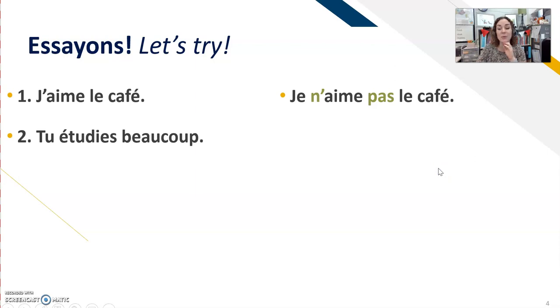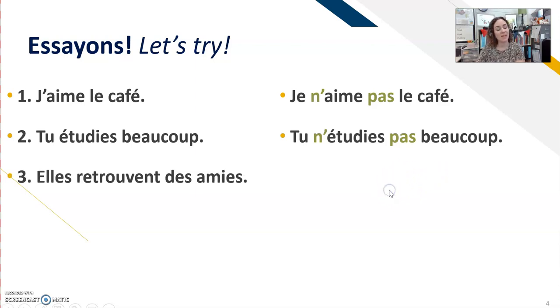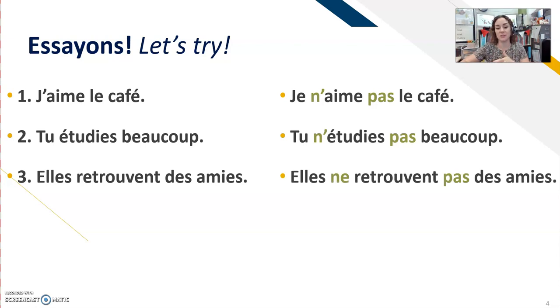Tu étudies beaucoup. You study a lot. Tu étudies beaucoup becomes tu n'étudies pas beaucoup. You don't study a lot. Tu n'étudies pas beaucoup. Elle retrouve des amis. They're meeting up with some friends. Elle retrouve des amis. Where would I put ne and pas? Around retrouve. Elle ne retrouve pas des amis. They're not meeting up with friends.